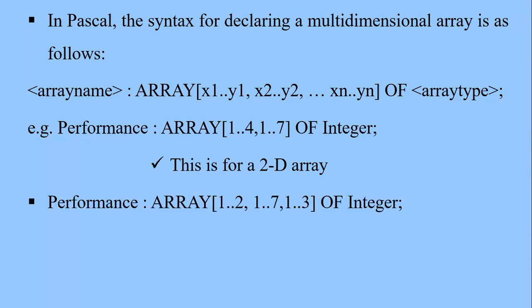For a 3-dimensional array, we can have performance array 1 to 2, comma, 1 to 7, comma, 1 to 3 of integer. Note, the subscripts are all enclosed in square brackets, and their separation is using commas for dimensions. So this is a 3-dimensional array.